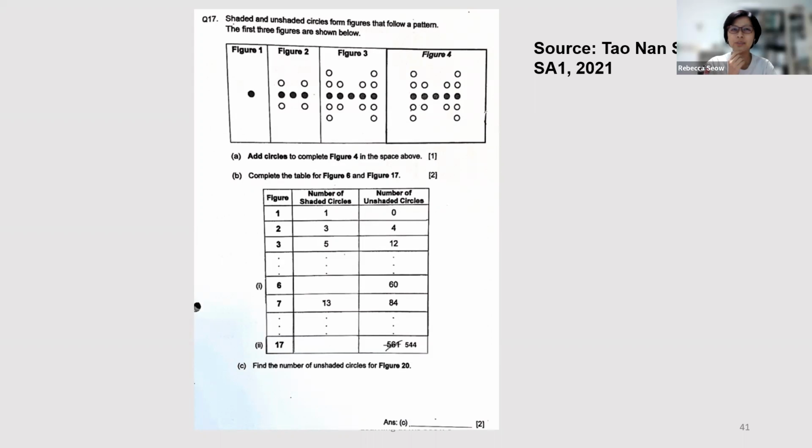Today I would like to go through a question with regards to number pattern. This question is taken from Tao Nan School, SA1 2021 paper. Now let's take a look at what the question says.